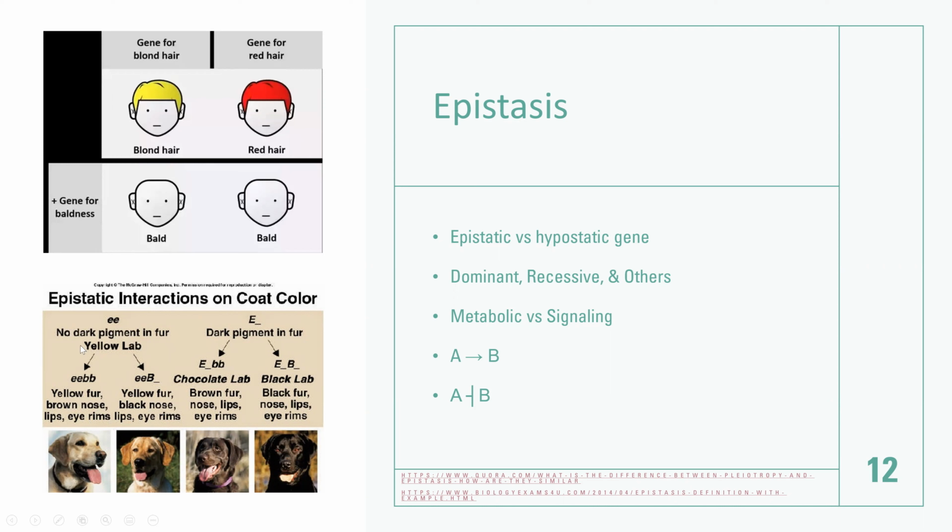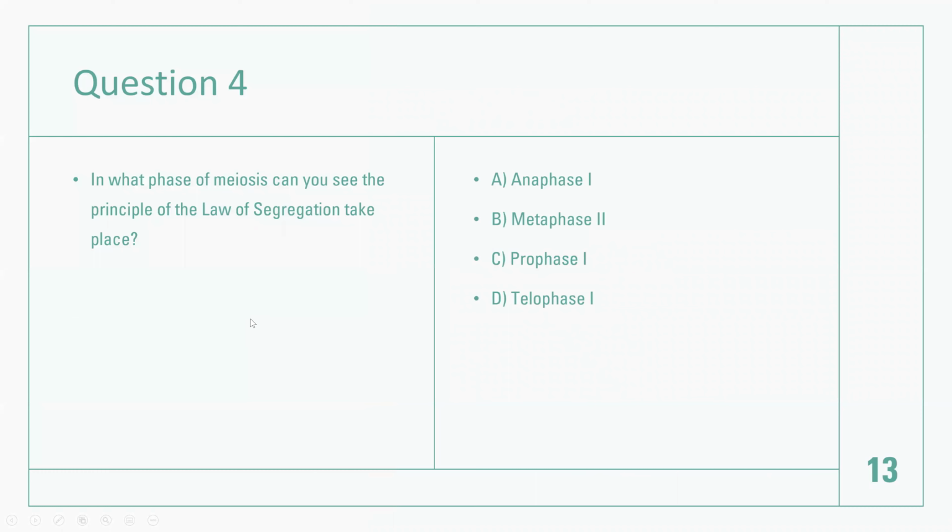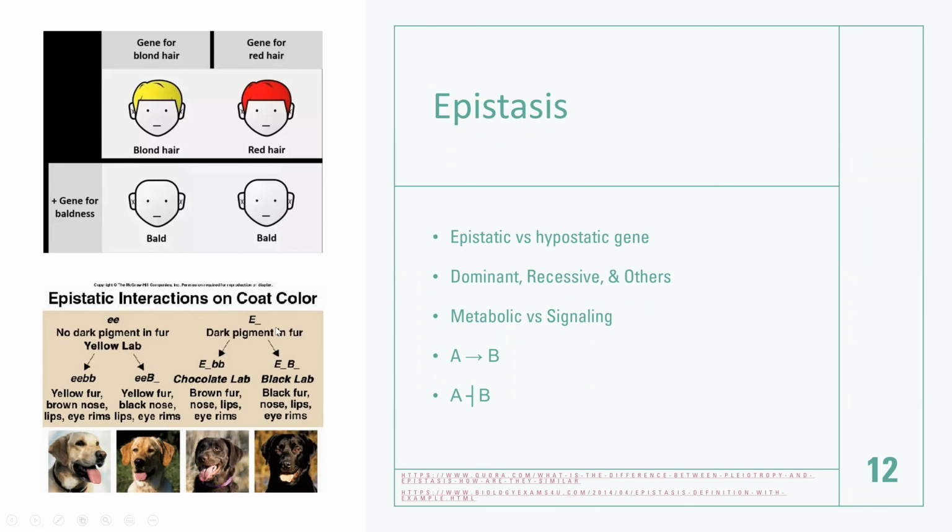The dark pigment gene comes first, before you get to the gene for the color of the dark pigment. And that's, oh, sorry, my bad. That is the metabolic pathway.